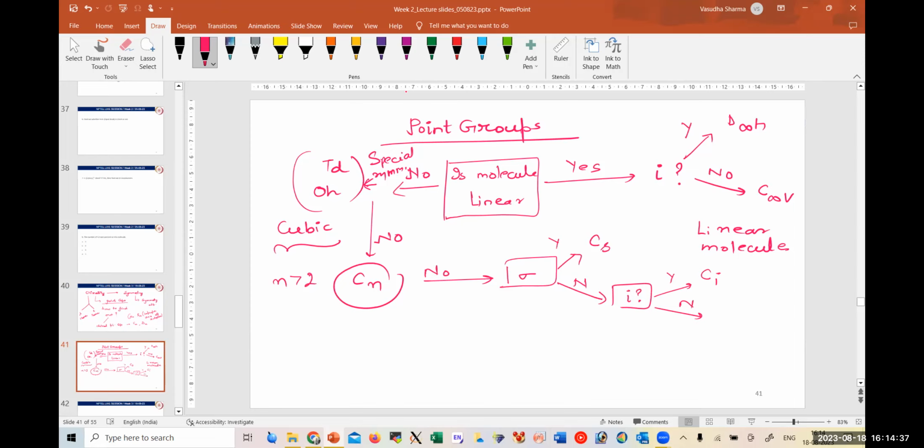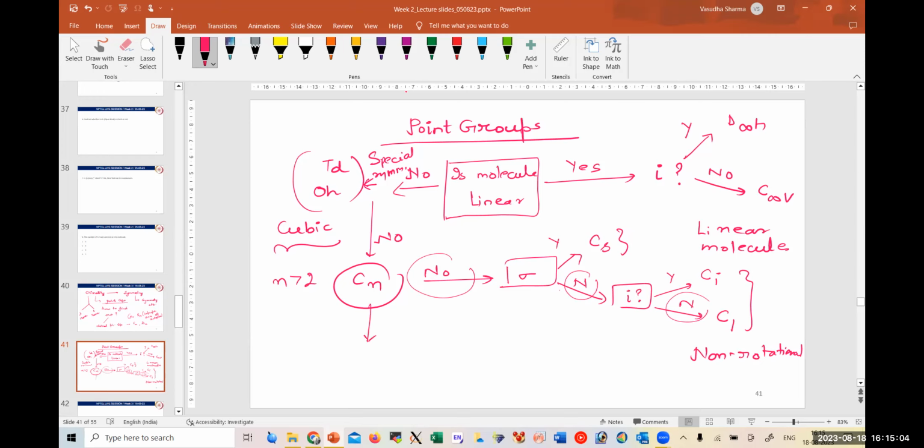If it is no, so we started with is there any proper axis of rotation? The answer was no. After that, sigma was no. Then i is also not present. So what else is left? That is only C1. So these three are called non-rotational groups that we have already discussed in the last class.